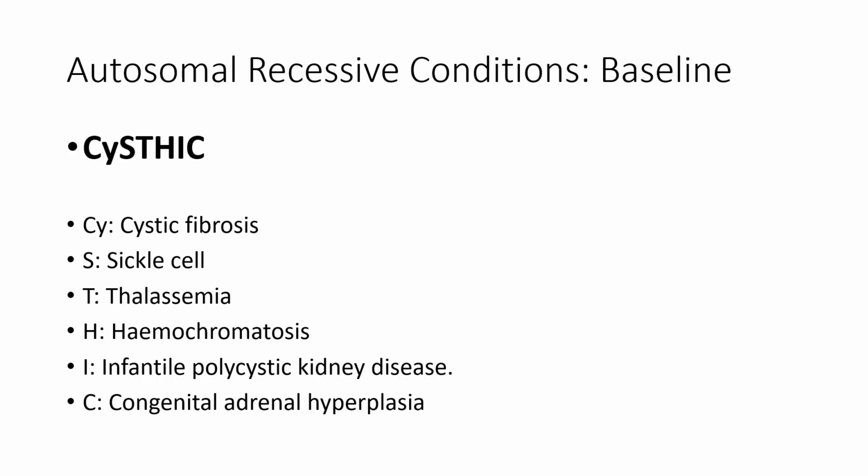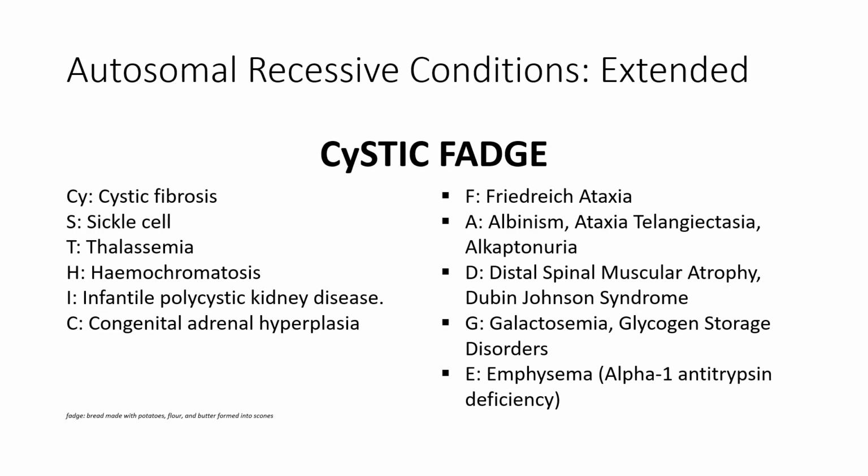Cystic with H there. Cystic fibrosis, sickle cell disease, thalassemia, hemochromatosis, infantile polycystic kidney disease. The adult polycystic kidney disease has an autosomal dominant pattern of inheritance, so this is infantile. Then C is congenital adrenal hyperplasia. Now you can extend this. We have cystic fudge. A fudge is a bread made with potatoes, flour, and butter to form scones. So we still have our cystic and the fudge on the side.